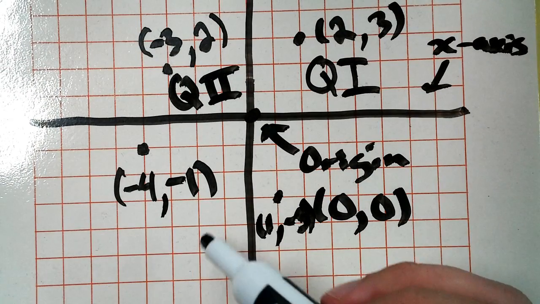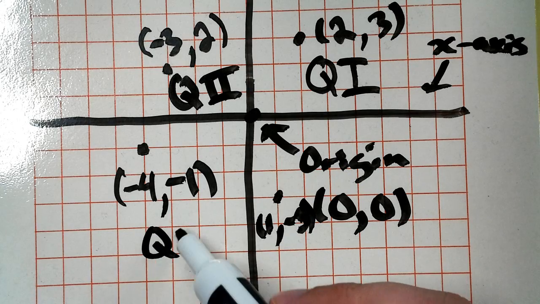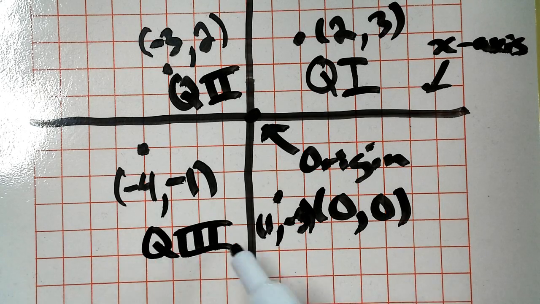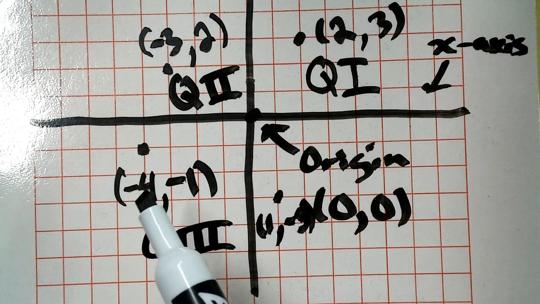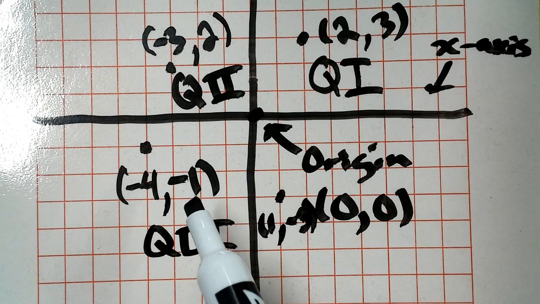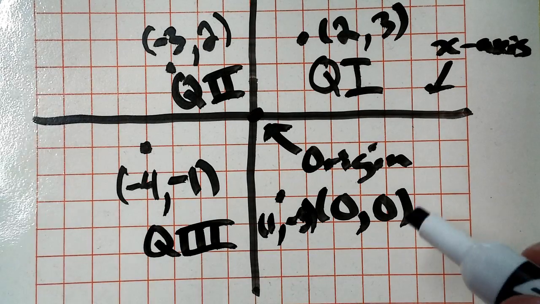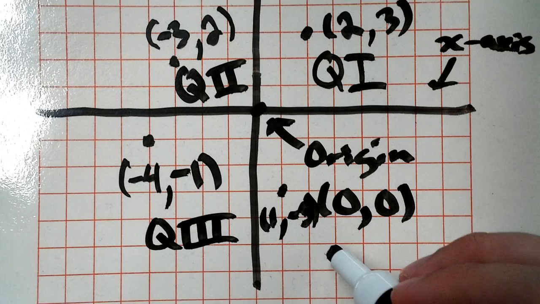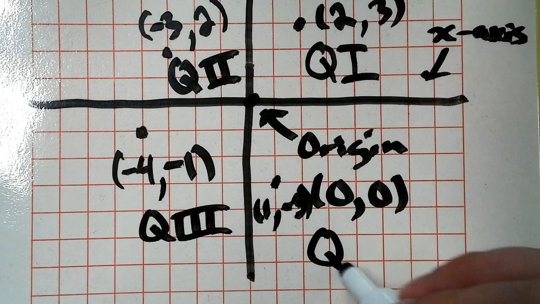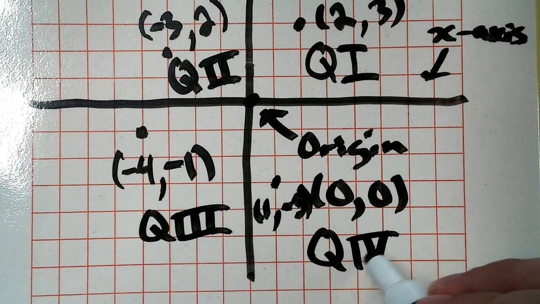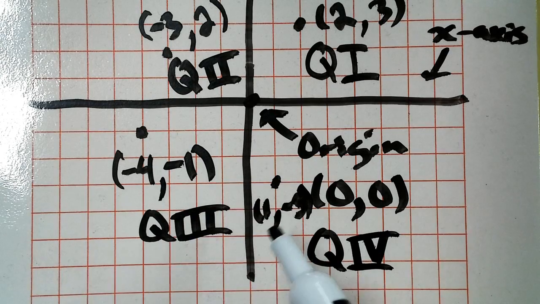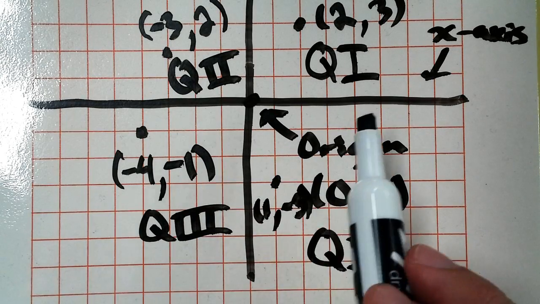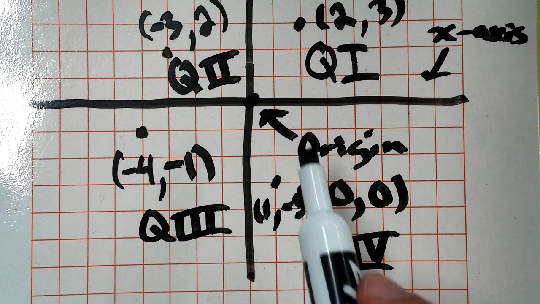Let's go over one more. This is quadrant 3. All of my x's are negative, and all of my y's are also negative. And then we have, to finish it out, we've got quadrant 4, which all of my x's will be positive, they're to the right, and all my y's will be negative because we had to go down.